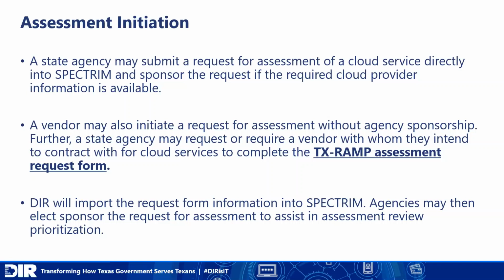A vendor may also initiate a request without an agency sponsorship through this external web form, a TXRAMP assessment request form that's already available out there. This is really just a suggestion or a consideration for agencies: if you're soliciting a procurement for cloud services, you may write into your contract language that anybody bidding must complete the TXRAMP assessment request form. And then if you down select, you can go in and sponsor that one for an actual assessment to expedite the review of the assessment results and obtain a ruling on whether or not it's certified.